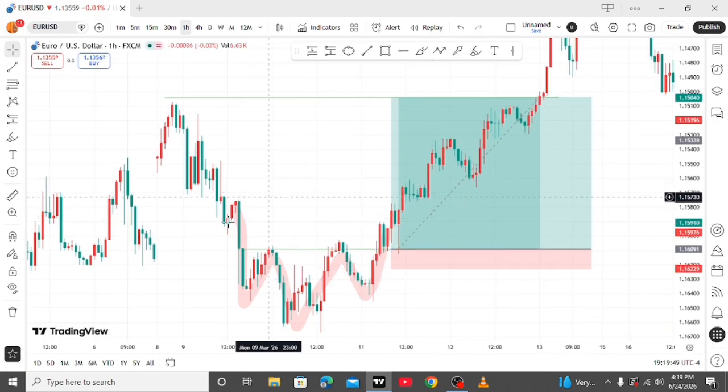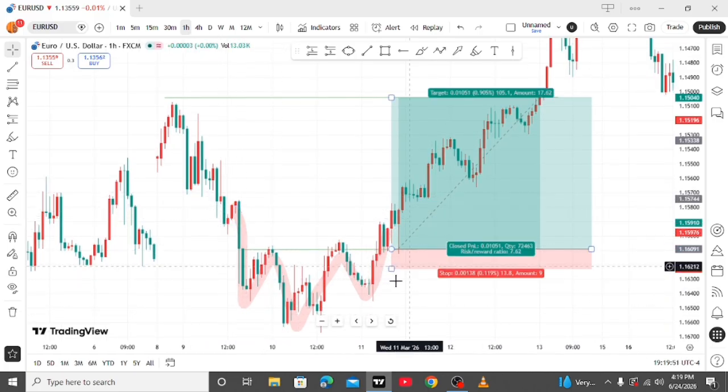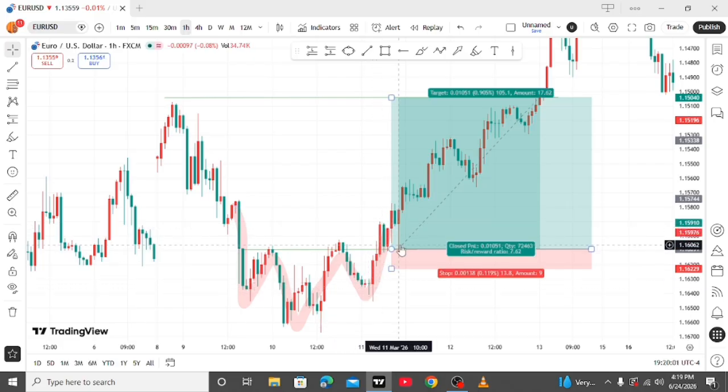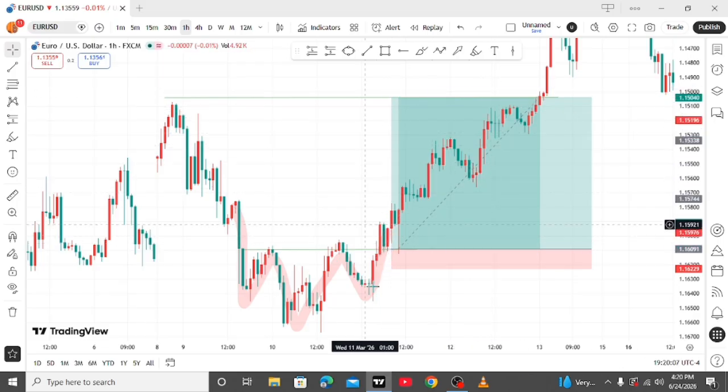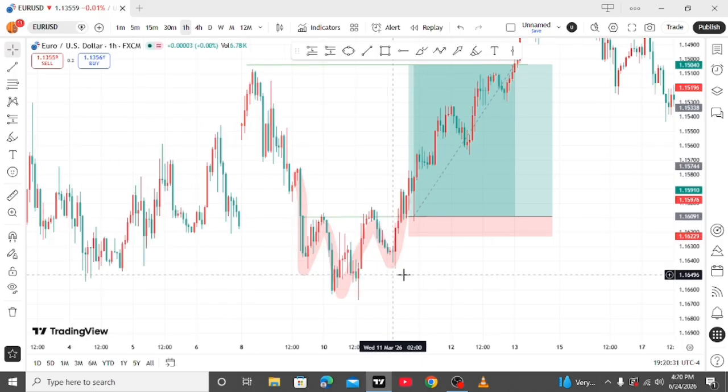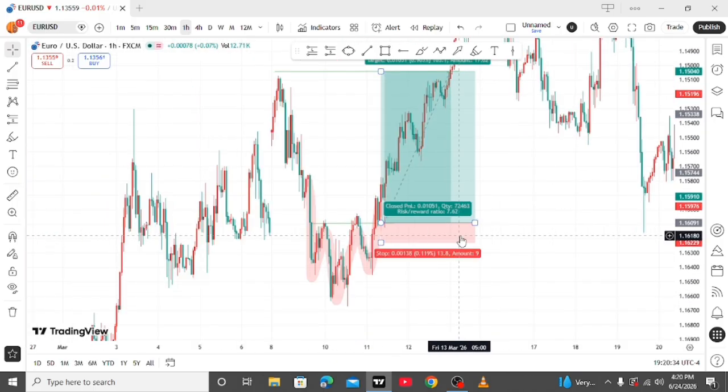Why? Because we saw the inverse head and shoulders, and we waited for the breakout of the inverse head and shoulders. We had a breakout, and this is where we entered a long position, and then we waited for the market to hit our TP. So this is how the inverse head and shoulders works. These are the few patterns you ought to know as a forex trader.